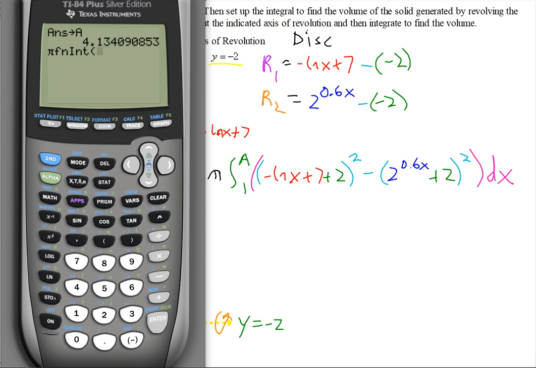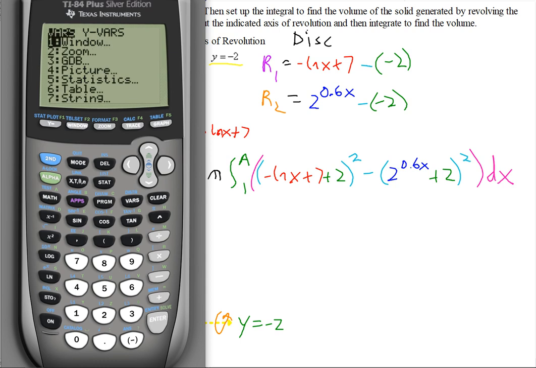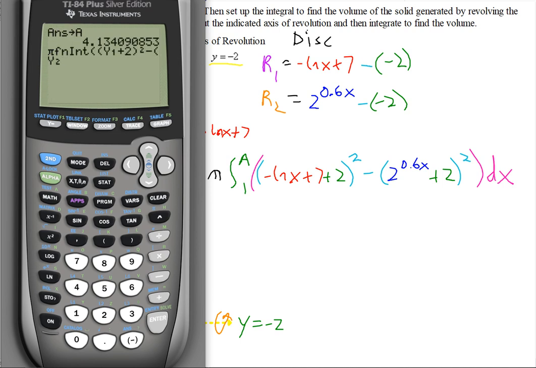On the older ones, you have to first put what you're integrating. So you have to first put open parentheses for this light blue one here. And this, I don't have to type in like this because I have it in as y1. So I can just go vars, y variables, y1, and then plus 2, close parentheses, squared, minus another open parentheses. This I have to type in, it's already in there for y2. So vars, the right are y variables, number 1 function, y2, and plus 2, close parentheses, squared.